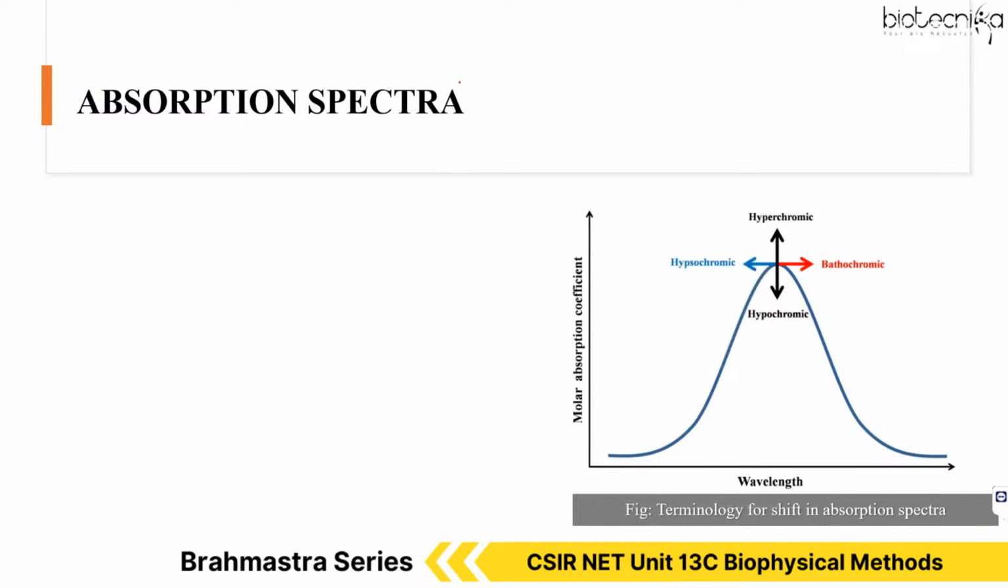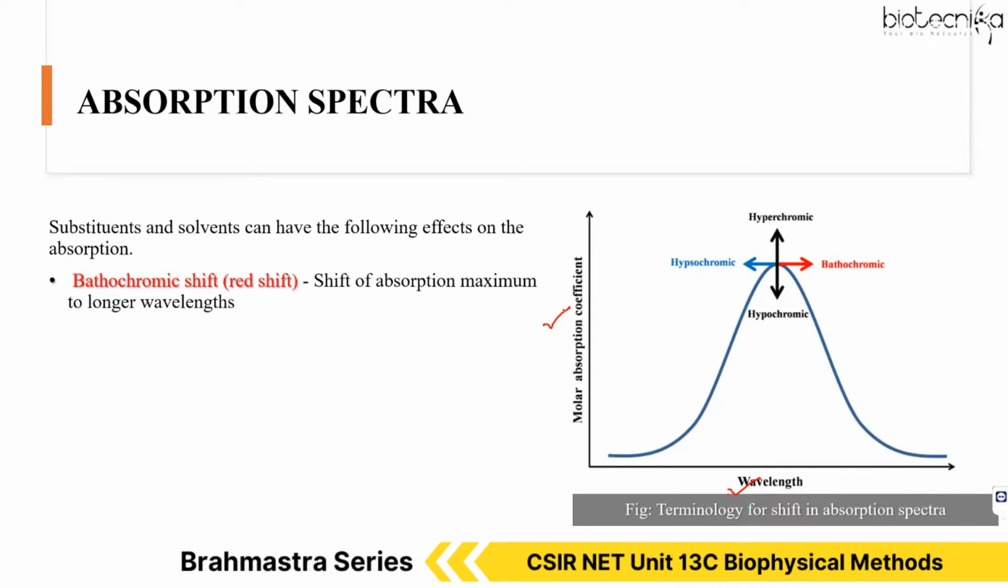So I want you all to have a look at this figure. We use this terminology for shift in absorption spectra. Always remember, on x-axis you can see we have wavelength, and on y-axis we have molar absorption coefficient. Whether it's a substituent or the solvent, like whether a protein shifted to polar environment or non-polar environment, or if there is any group attached, they all have an effect on the absorption spectra. So bathochromic shift or redshift term is used when there is a shift of absorption maxima to longer wavelength.